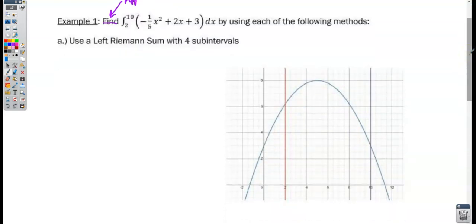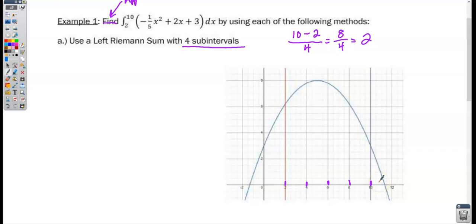First, we're going to start by using a left Riemann sum with 4 subintervals. Four subintervals tell me how many rectangles we're going to divide this into. Since we're going from 2 to 10, the width of my rectangle is going to be the upper endpoint minus the lower endpoint divided by the number of subintervals. So each of our rectangles here is going to be 2 units wide. I'm just going to go ahead and mark off my horizontal axis 2 units apart.